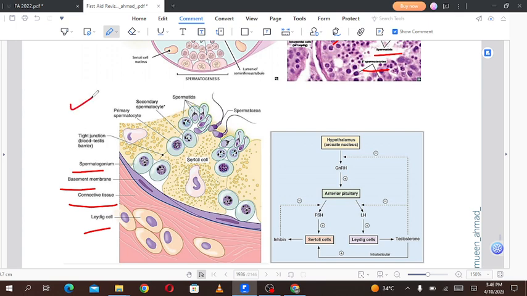So the spermatogonia differentiate into primary spermatocytes. They undergo meiosis 1 to form secondary spermatocytes. Then secondary spermatocytes undergo meiosis 2 to form spermatids, and spermatids mature to form spermatozoa.